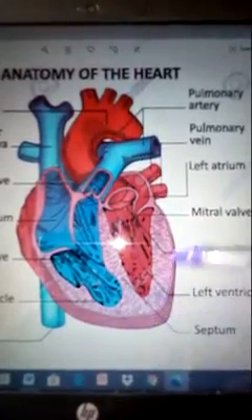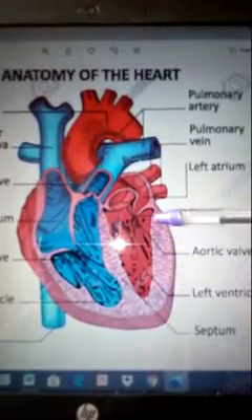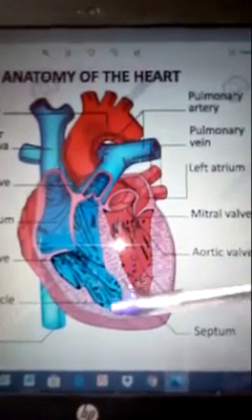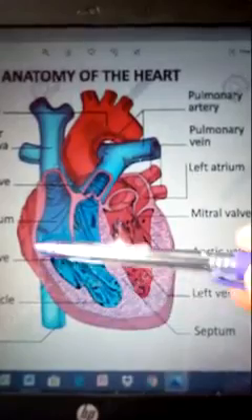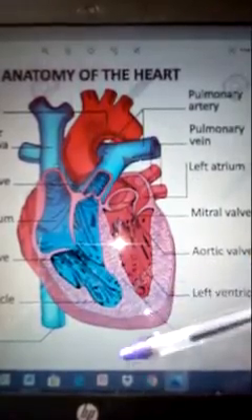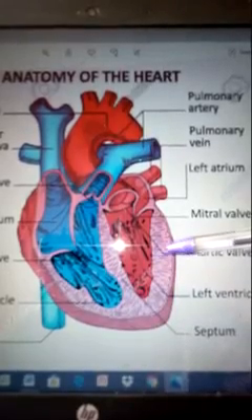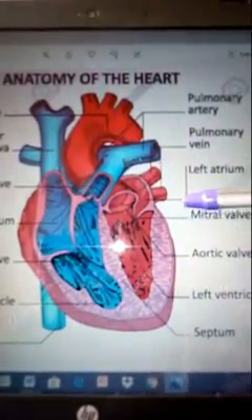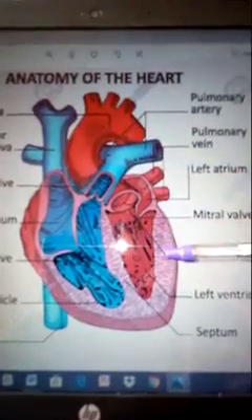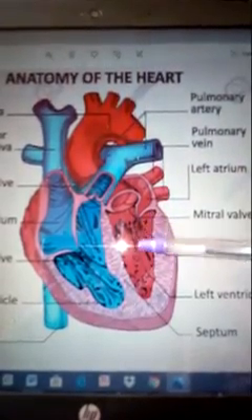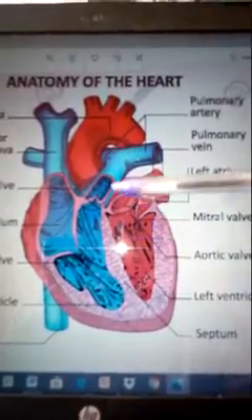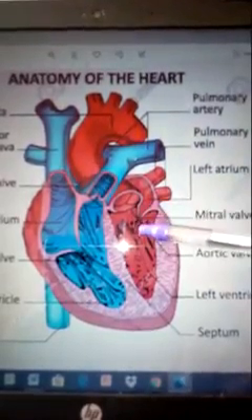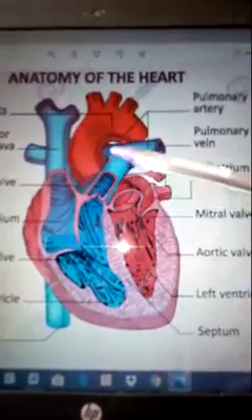then we have the wall of the left chamber of the heart, then you see the wall of the right chamber of the heart. You will notice that the left chamber is thicker than the right chamber. The reason is because the pressure that is needed to move blood from the heart to all parts of the body is higher than the pressure needed to move blood from here to the lungs.